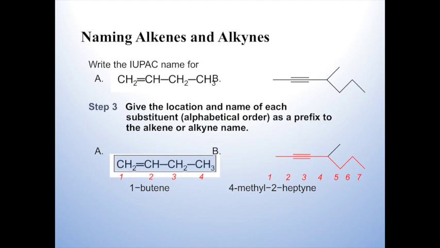And now there's also one more thing to do. In the case of butene, there's no substituents, but for heptyne, there's a methyl group or a CH3 group coming off here, and it's coming off the 4th carbon, and so this molecule would be 4-methyl-2-heptyne.